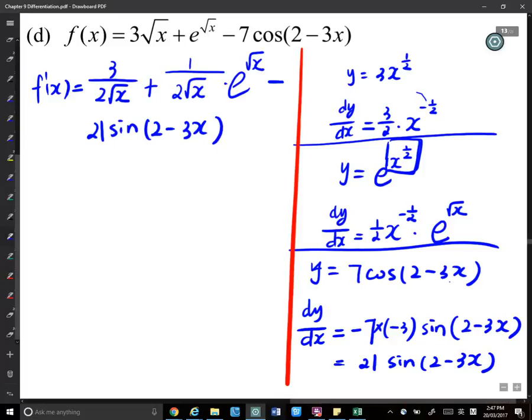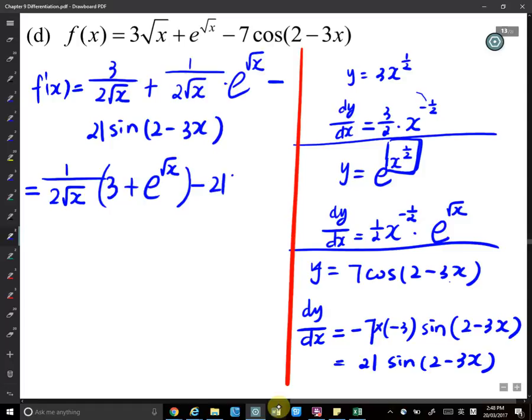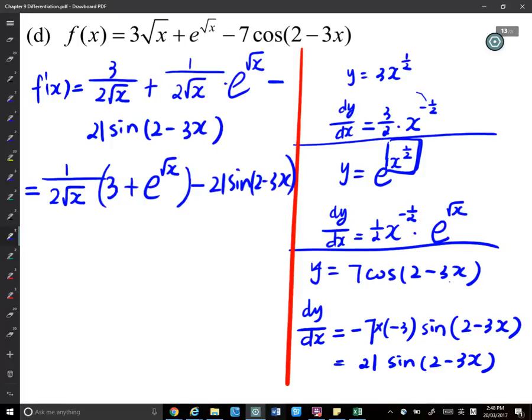Actually, just for fun, I can simplify this a little bit. I can take 1 over 2 root x as a common factor, and I left 3 for the first term, plus e to the power of root x, which is the second term, and minus 21 sine (2 minus 3x). Not necessary, you can leave the answer in the first line, but I just want you to see what you can factorize, what the common factor is.